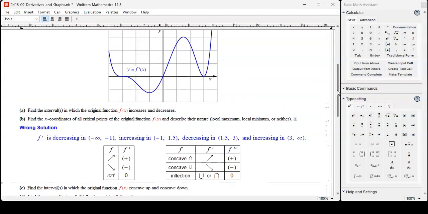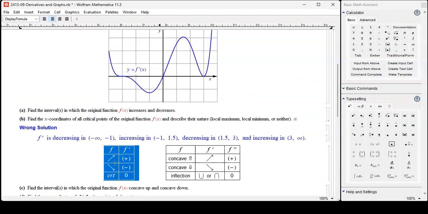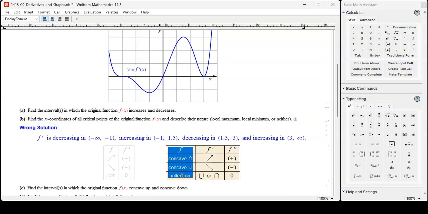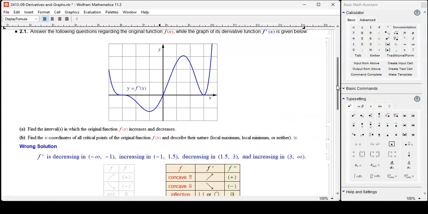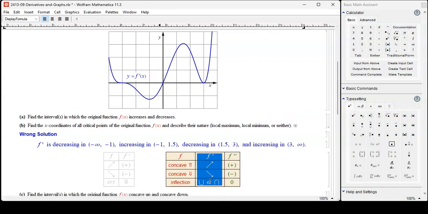Like this. And then this time, we're not really interested in this part. We're interested in this part. Concave up and down for the original function is related to the second derivative function being positive or negative, but we don't have the second derivative function here. We have the first derivative function, and the first derivative function increasing and decreasing is related to the original function being concave up or concave down, and an inflection point appears at the local maximum or local minimum of the derivative function.